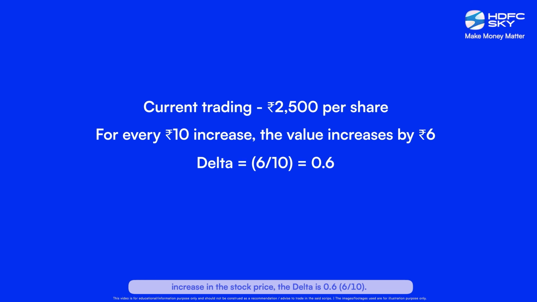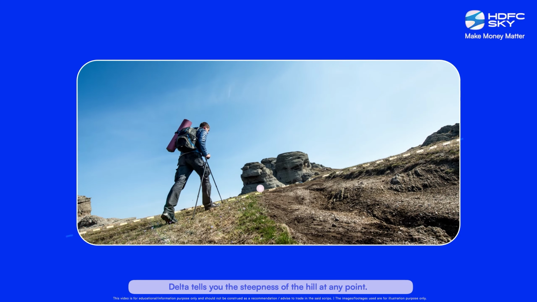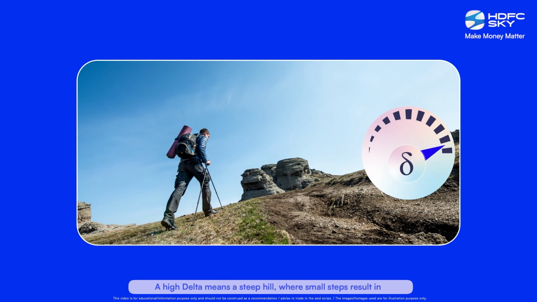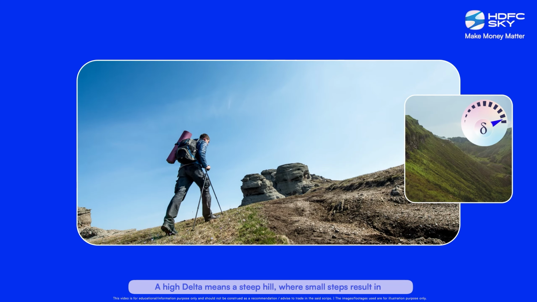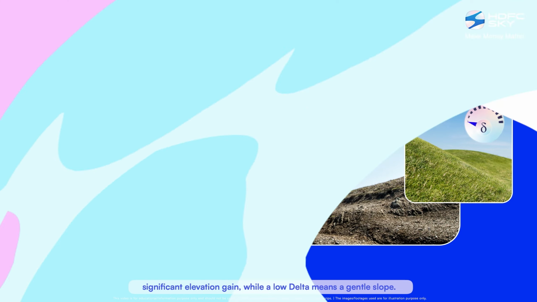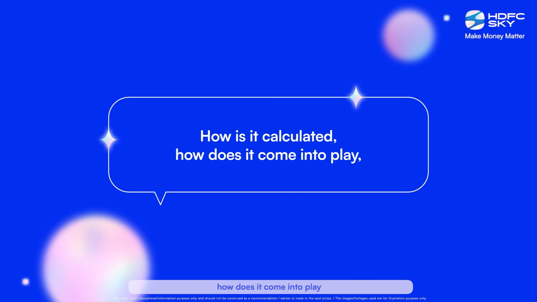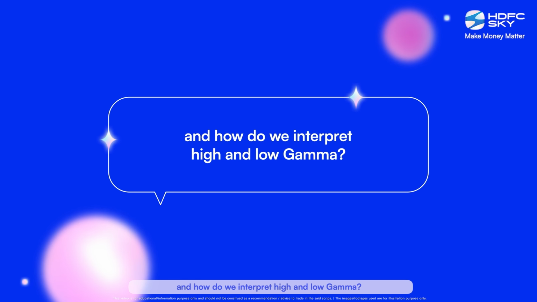Imagine you are climbing a hill. Delta tells you the steepness of the hill at any point. A high delta means a steep hill where small steps result in significant elevation gain, while a low delta means a gentle slope. And what about gamma? How is it calculated? How does it come into play? And how do we interpret high and low gamma?